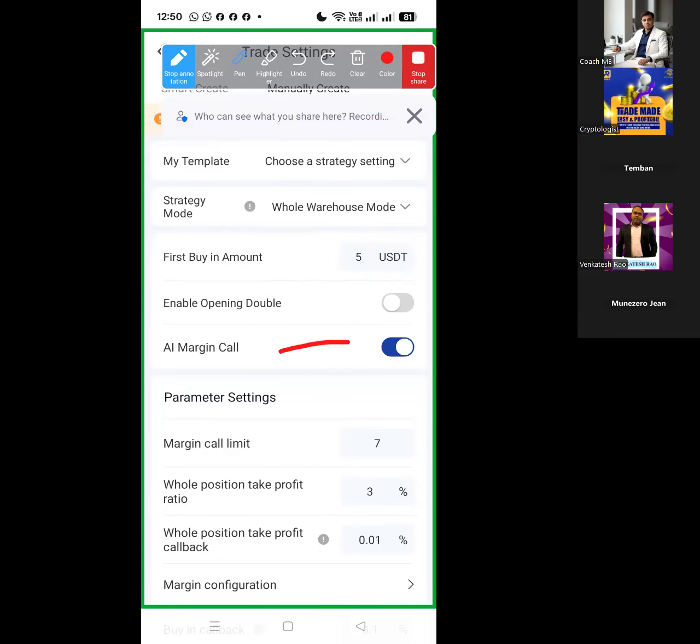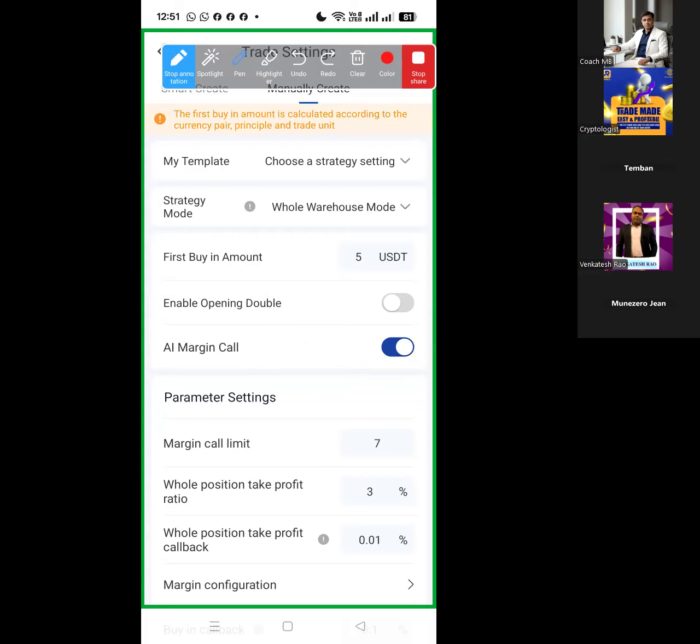We have the AI margin call here, which allows us to use the AI function of the robot, which is optional also. If you want the robot to follow all the parameters that you have filled here without any delay, you can turn it off. Or if you turn it on, you can take the benefit of artificial intelligence technology that allows the Royal Q robot to use its own intelligence to make a better decision for you.